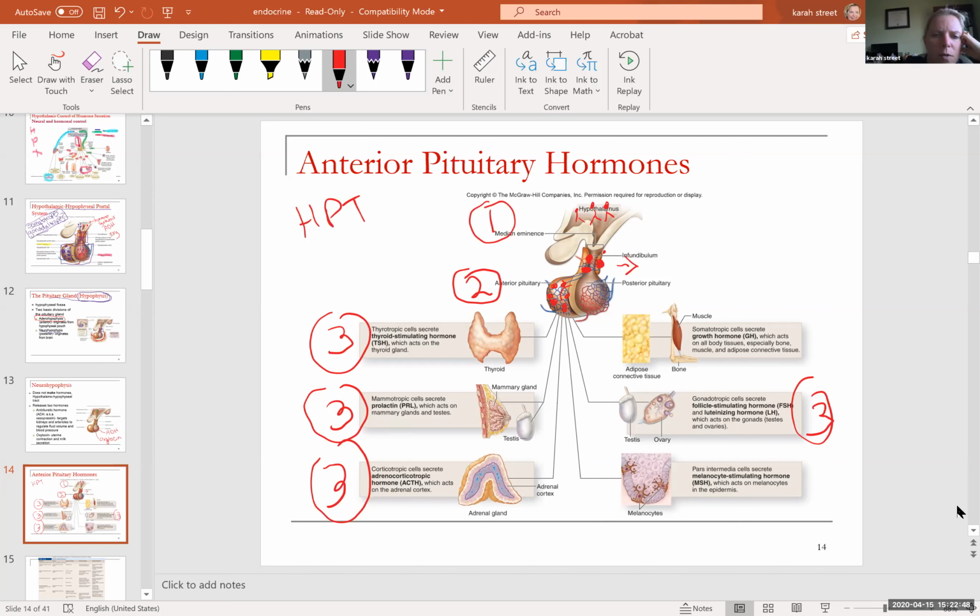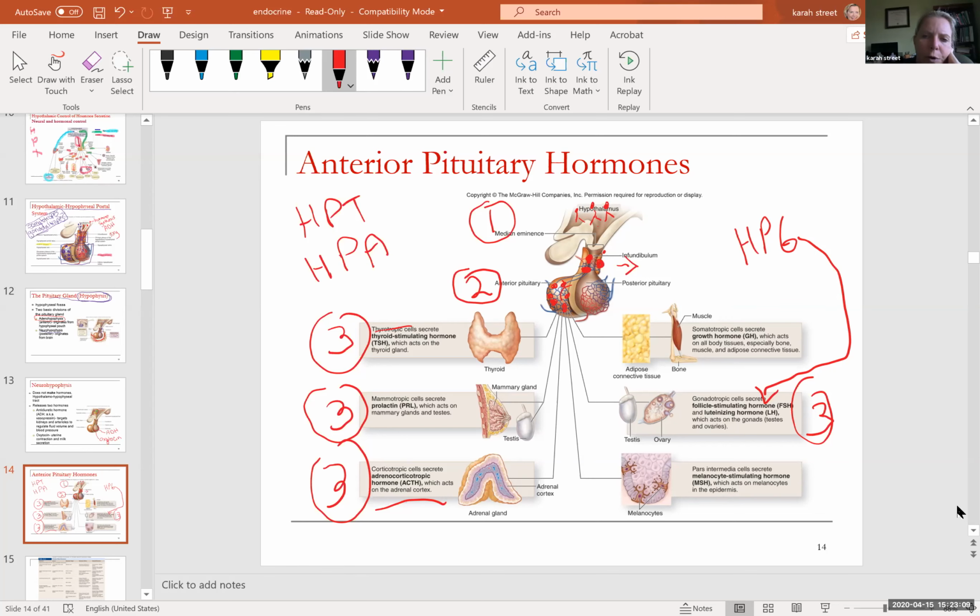HPT for thyroid, HPA for the adrenal gland that I'm going to talk about today. We can have the HPG right here for gonads. So those are the three axes I'm going to talk about.